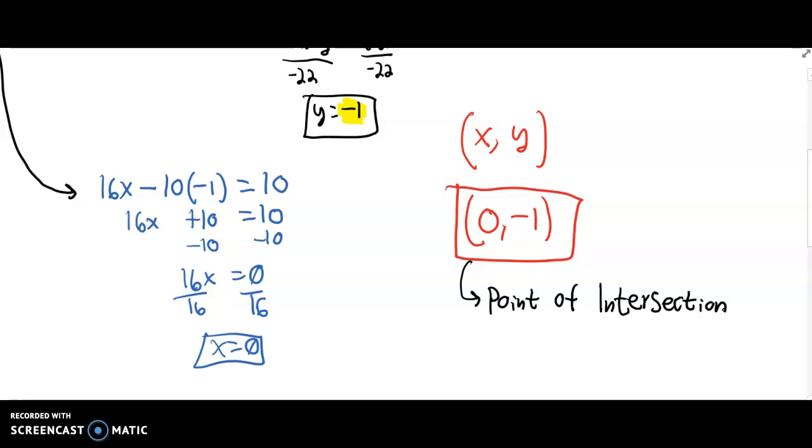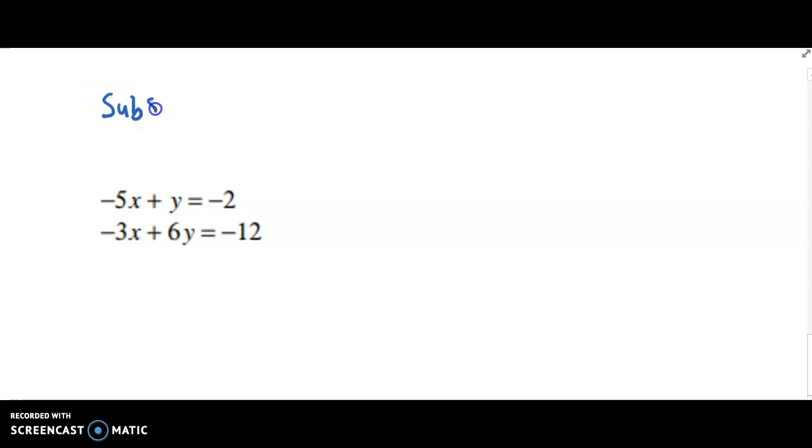Great. Let's consider our next example. Make sure you pause and write the original problem. Okay. Over here, I see a 5 and a 3, a 1, a 6. Nothing lines up that nice, so elimination will not be so helpful here. What's going to help us more is our substitution method.